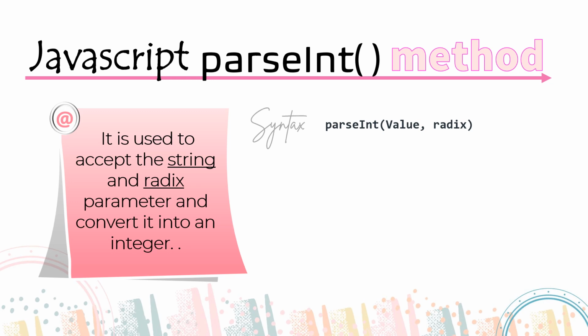So here is the syntax. The parseInt method has two parameters. The first one is value and the second one is the radix. The radix parameter is used to specify which numeral system to be used. For example, a radix of 16, hexadecimal, indicates that the number in the string should be parsed from a hexadecimal to a decimal number. Okay, so value: this parameter contains a string that is converted to an integer.